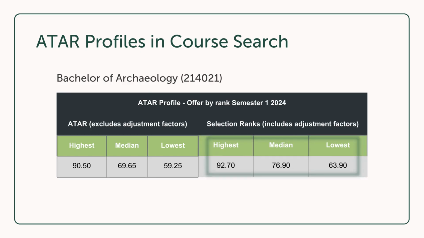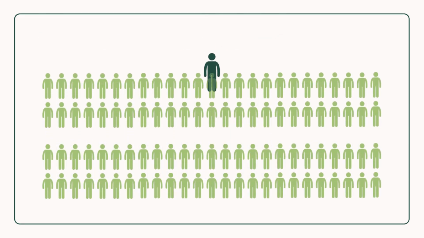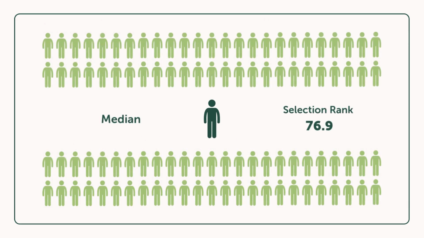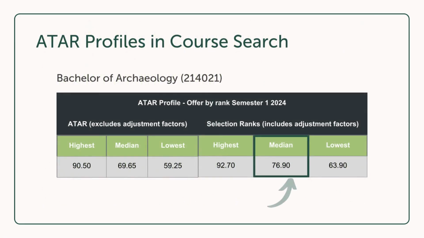In 2024, offers were made to people with a selection rank as high as 92.7, but that isn't really the important number for you. The much more important number is the median. Remember, the median is the exact middle score, not the average. So if 101 people were offered a place in this course, there would have been the same number of people with a selection rank higher than 76.9 as those who had lower. So about 50 people's ranks would sit either side. This can then be a guide as to whether your selection rank might be competitive for this course based on last year's cohort, keeping in mind that this changes yearly.